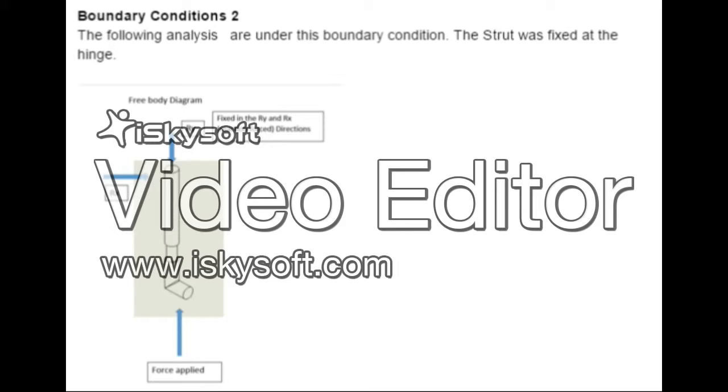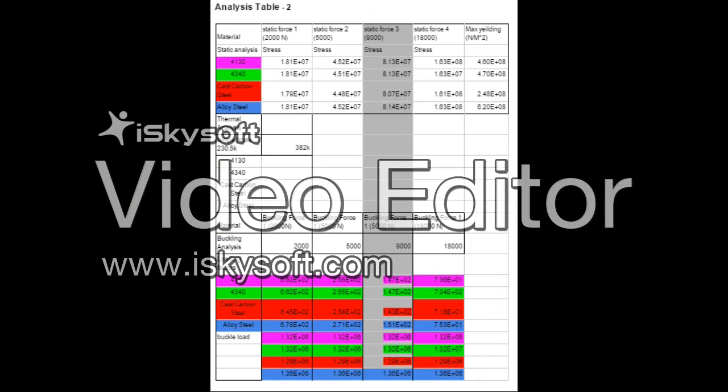This had a separate set of boundary conditions, as you can see that there are two reaction forces at the top representing the connection to the plane, and now there's a vertical force instead of a horizontal one, representing the weight of the plane acting on the strut. This is a table of the linear analysis we performed on the Oleo Strut. It shows the results for the static analysis, the thermal analysis, as well as the buckling analysis.